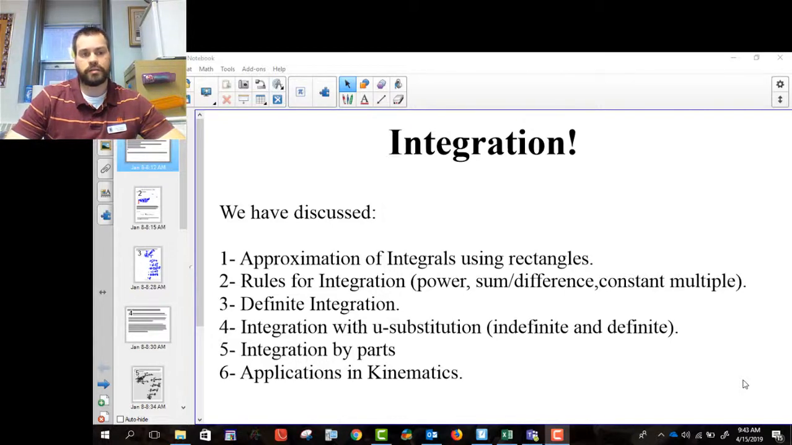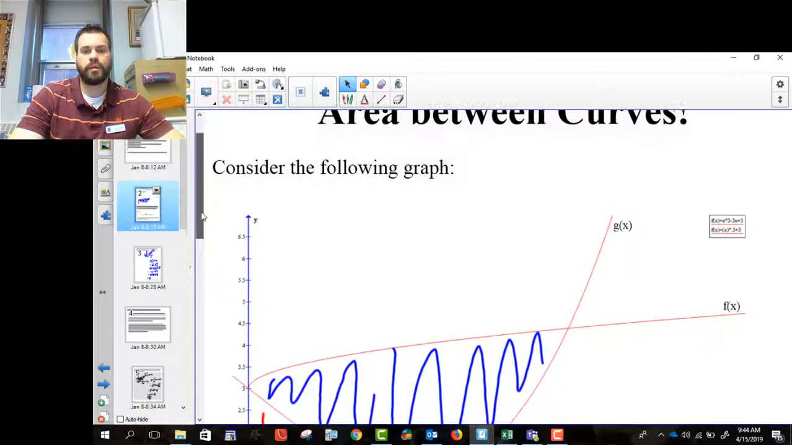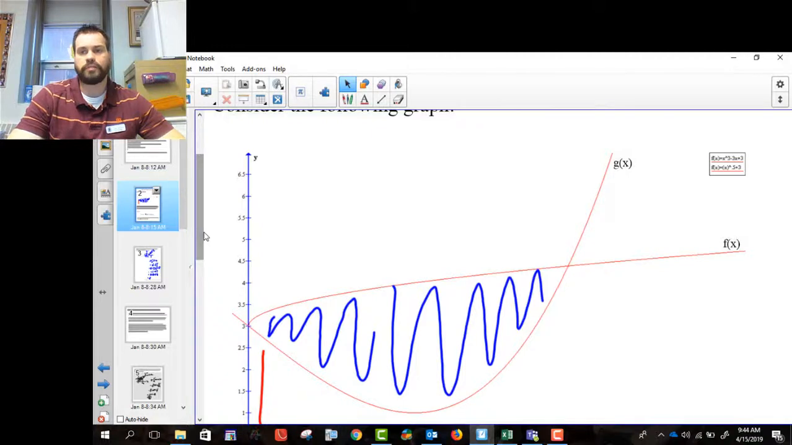So now we want to look at the concept of finding the area between two curves. To do that, we just look at an example graph. I just put up these functions: x cubed minus 3x plus 3 and the square root of x plus 3. So g of x is the x cubed one, and f is the square root of x plus 3. But it doesn't really matter what they are.